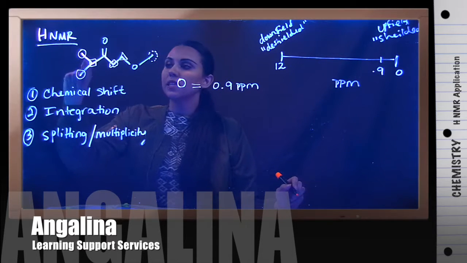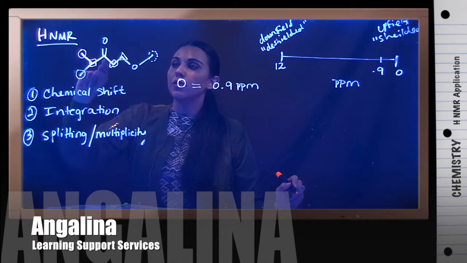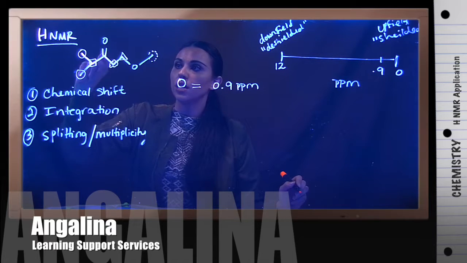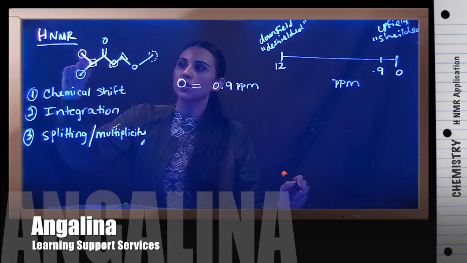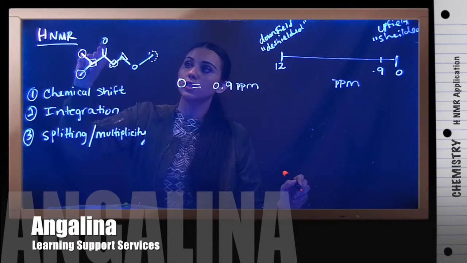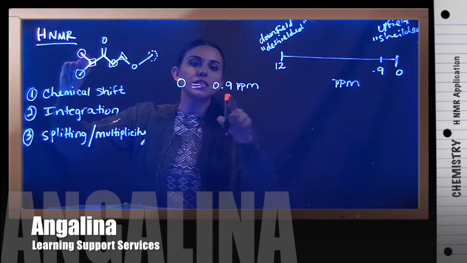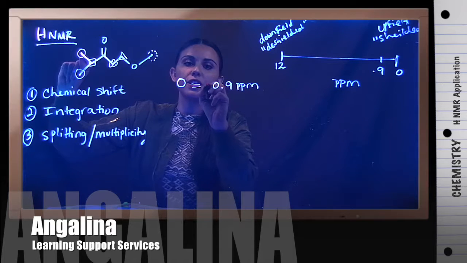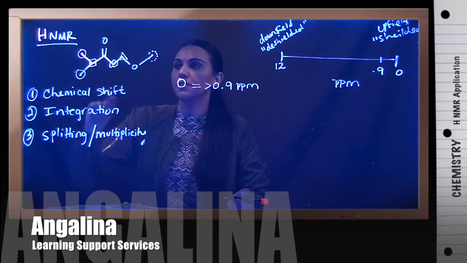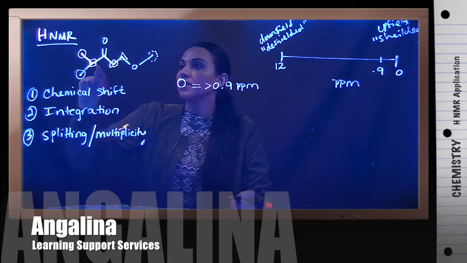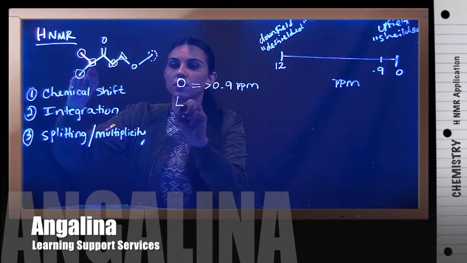So we're expecting these methyl groups to be somewhere there, but this is our carbonyl group, and we're 1, 2 atoms away from that carbonyl group. So that's pretty close, right? And oxygen's really, really electronegative, so that's going to deshield these a little bit, and it's going to move them more downfield. So we're going to expect this signal to be a little bit greater than 0.9 parts per million.